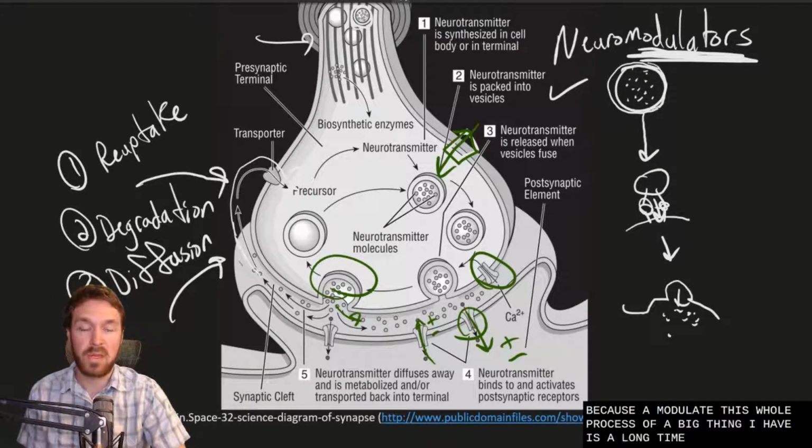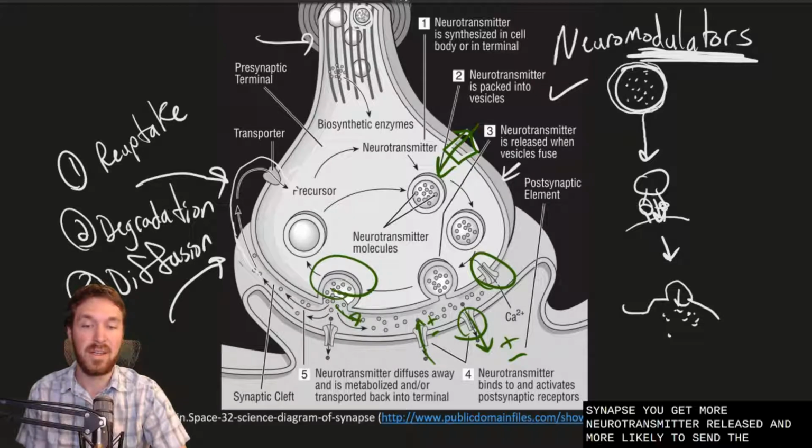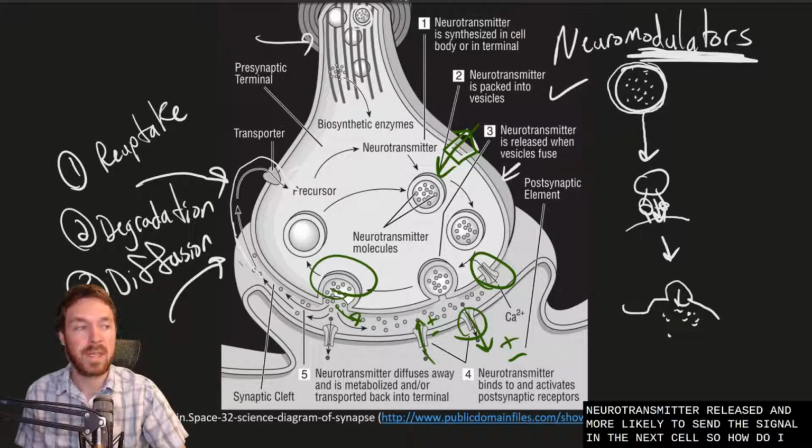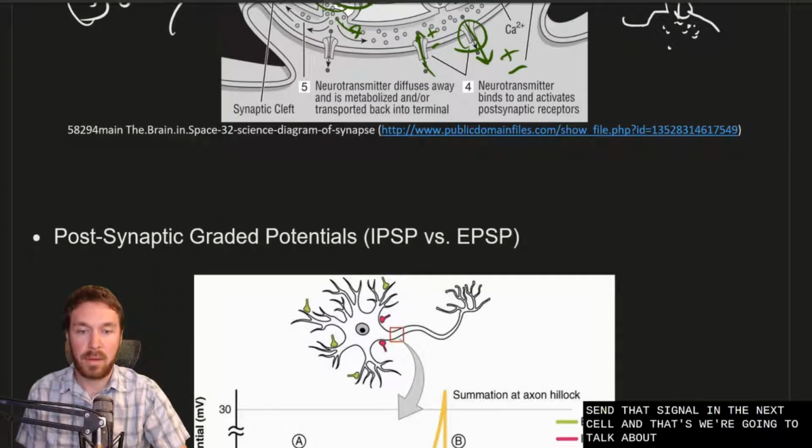A big thing that happens in long-term potentiation is more calcium channels. So long-term memory is forming more calcium channels. You get more calcium coming in, you get more synapse, you get more neurotransmitter release, and more likely to send a signal in the next cell. So how do we send that signal in the next cell? And that's what we're going to talk about next.